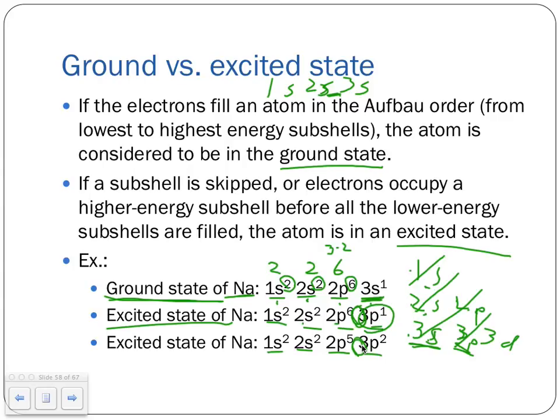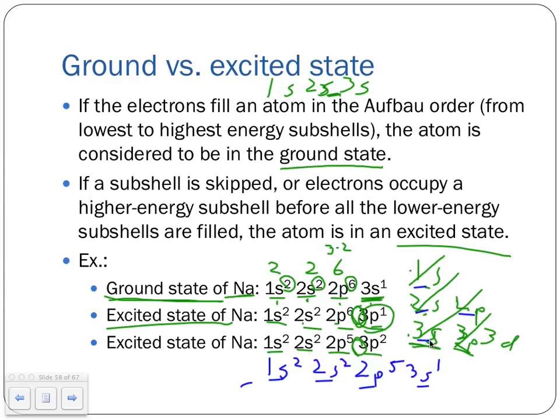Let me give you one other example. I'm going to modify this last one just a little bit. Let's say we had one that looked like this, 1s2, 2s2, 2p5, 3s1, like this. Excited or ground? Well, the way we can tell is we look at, one, did it skip any subshells? So 1s, then 2s, then 2p, then 3s. Yeah, that went through the right order.